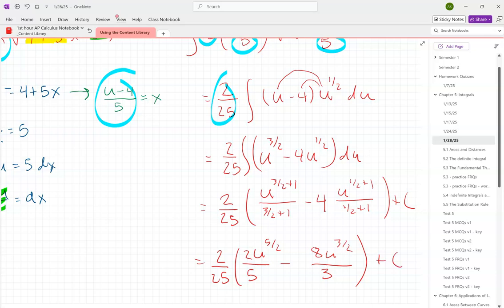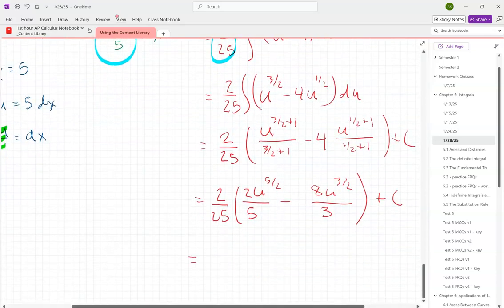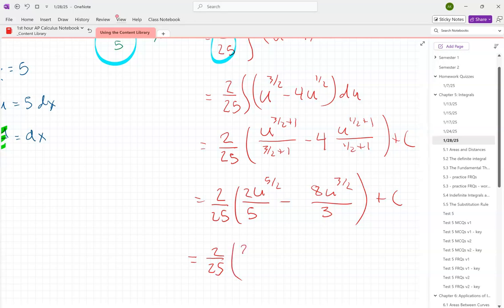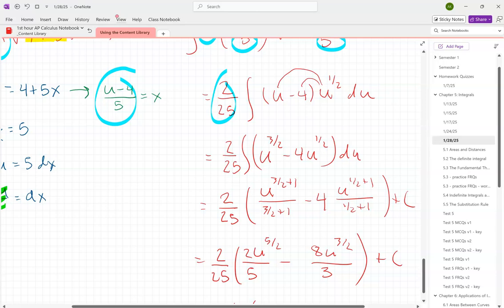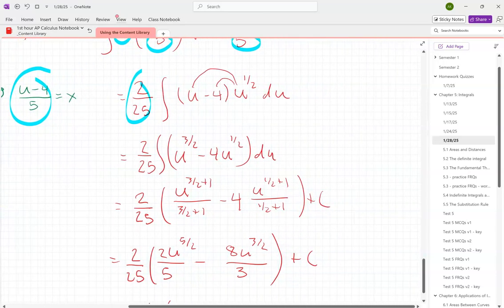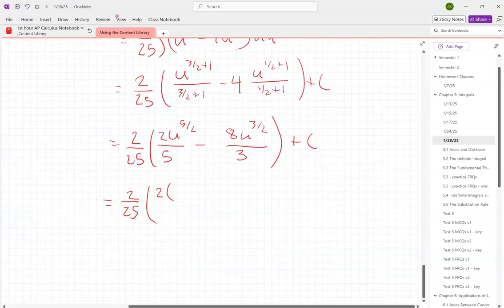And you could do some more distributing or whatever, but no, because you still need to do one more thing. What's that one more thing that needs to be done? You need to put the x back in, right? So 4x plus 5 has got to go back in. Or 4 plus 5x, excuse me.